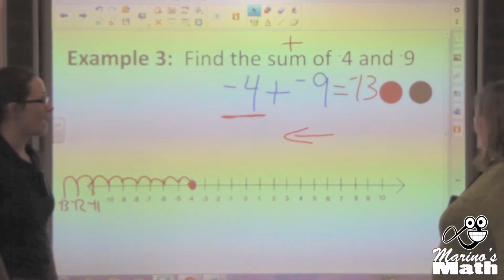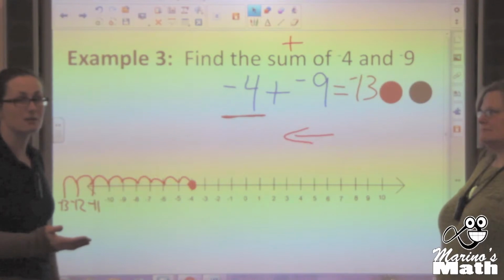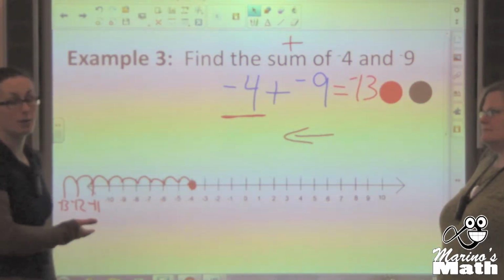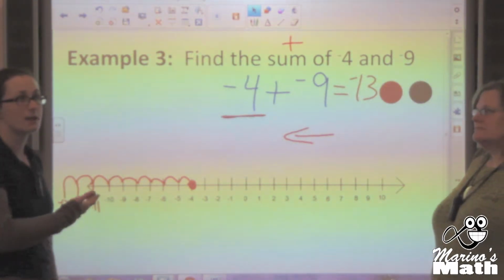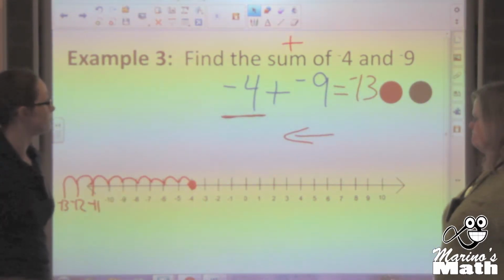It goes on forever. And on every single test that you take in my classroom, or even on the New York State test, you can always write yourself a number line. No one will ever say that you can't. So put those number lines on there, use them, they're a great tool.